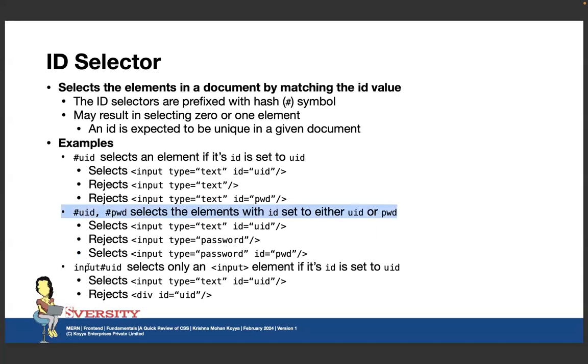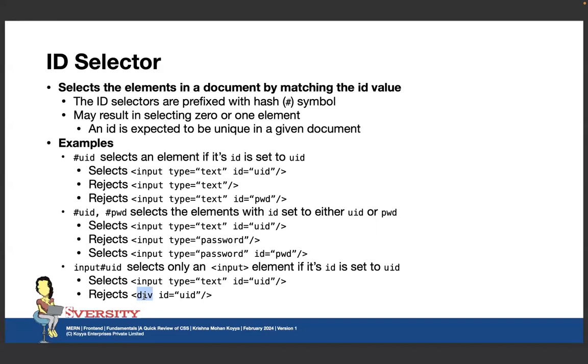You may use a combinator, like here you see there is no prefix, it is just input, and input, you know, is an HTML element. So input hash UID. This selector results in selecting that one input element which has UID as its ID. For example, you see here, this is an input element. Just because it is an input element, it will not be selected for this expression. It is an input element and its ID is UID. So that's why it gets selected. Whereas here, even though the ID is UID, since it is not an input element, it will not be selected.